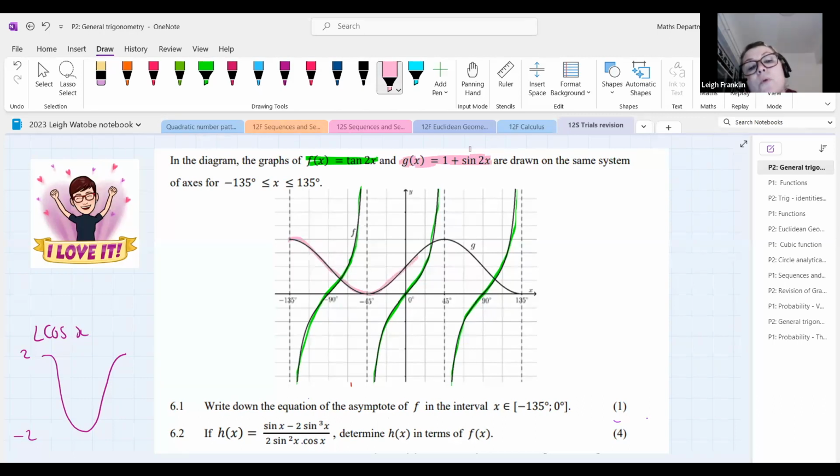What does the plus 1 mean? Obviously, the 2x means the pair. Oh, I'm drawing terribly here. What does the plus 1 mean? Good, Lesedi. It has been shifted 1 unit up.